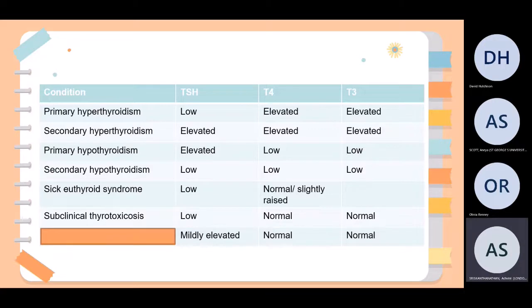And then we've got your last one here. So you've got a mildly elevated TSH, but everything else is normal. So the subclinical thyrotoxicosis is a little bit of a clue here. I don't know if my chat's just stopped updating. Oh, no, it hasn't. Yep, subclinical hypo. Well done, guys. You got all of those.